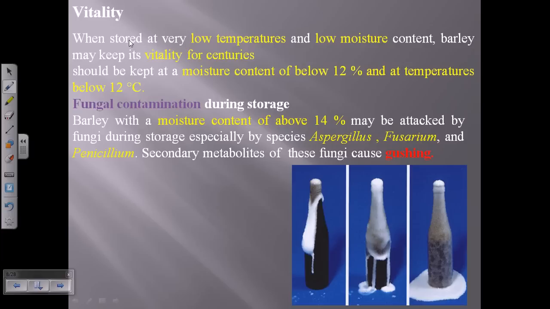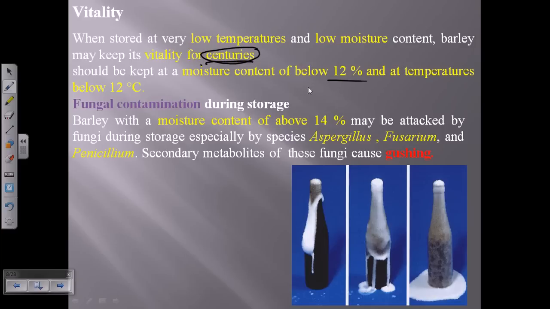let's talk now about the vitality of malts or barley. When stored at very low temperature and low moisture content, it can be viable for centuries. That is the important thing about barley, because it can be viable for centuries if we store it at the right temperature, like 12 degrees Celsius, and moisture below 12%.